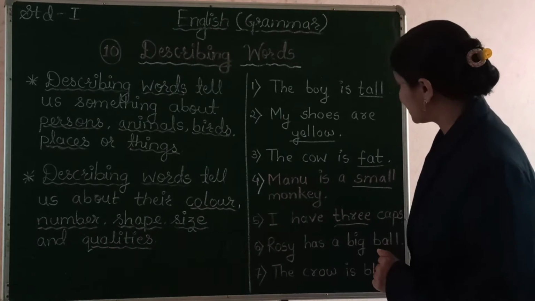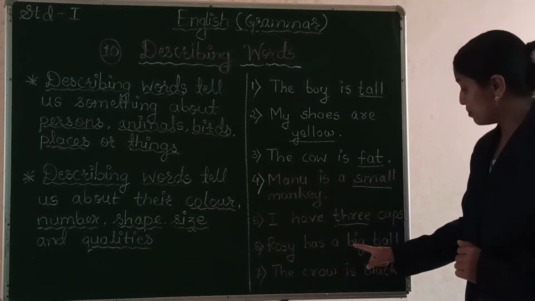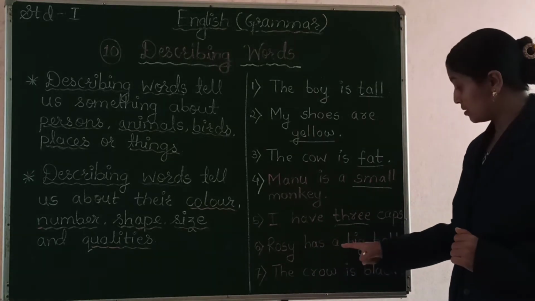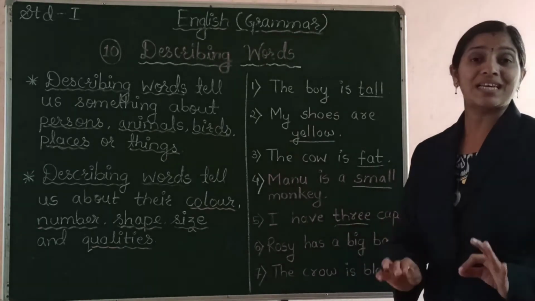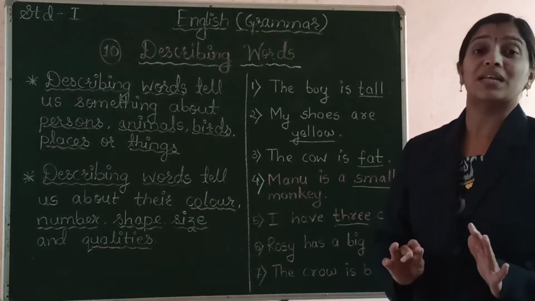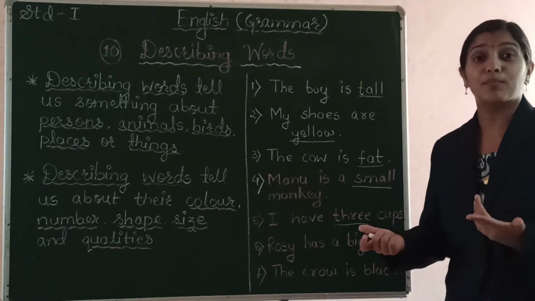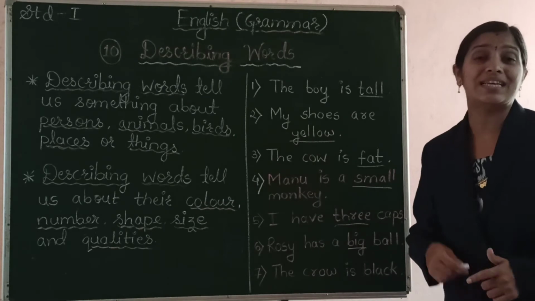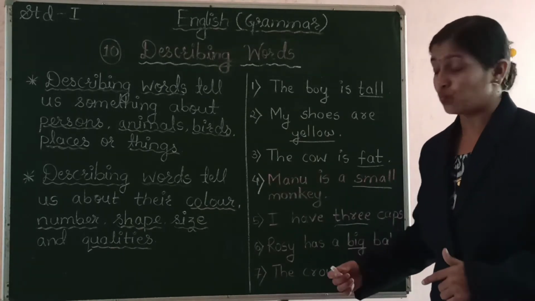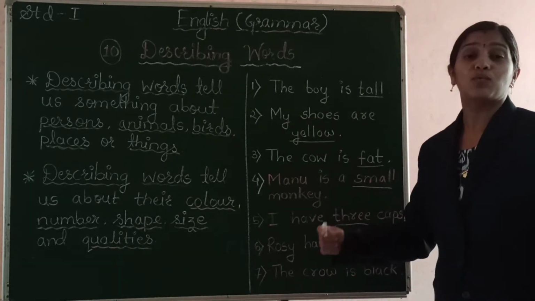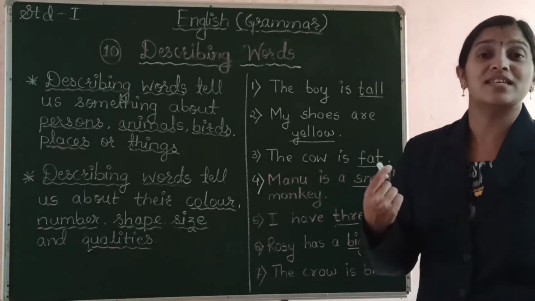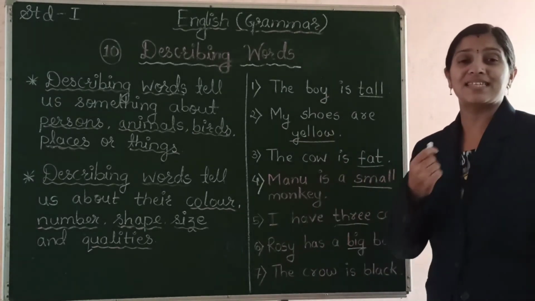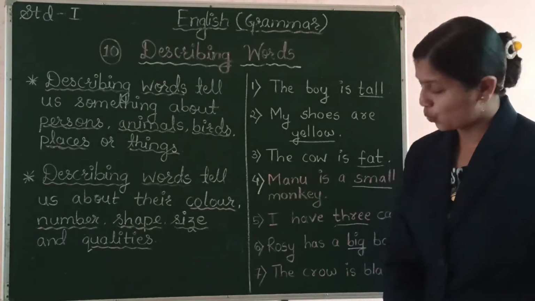The next sentence is Rosie has a big ball. So Rosie has a big ball. Rosie is having a ball. But how is the ball? The ball is big. The size of the ball is told by the word big. The word big is describing the size of the ball. And so big is the describing word.